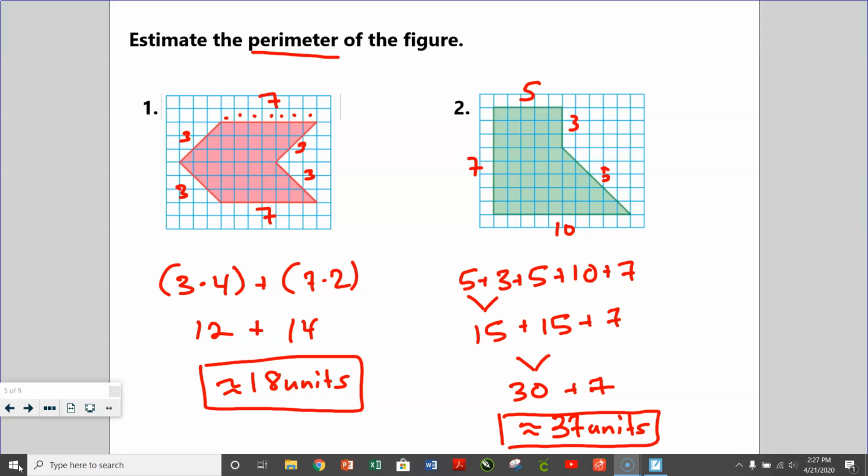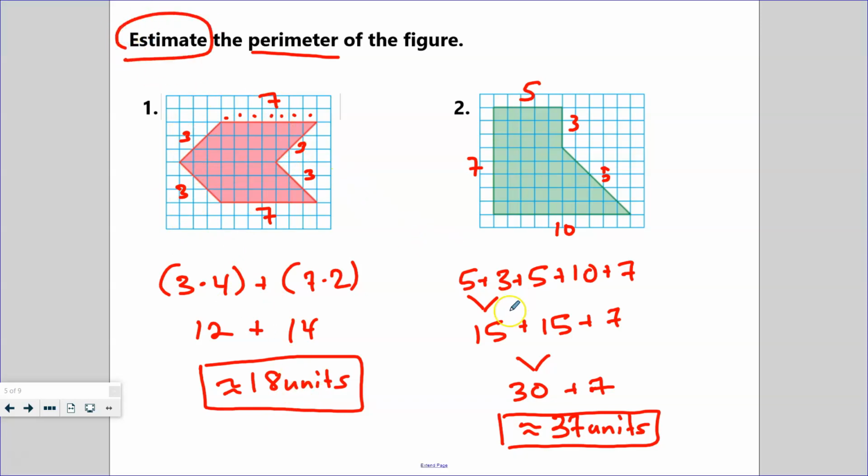All right, so looking at this one now, we have estimate these perimeters. So I got around 18 units. If you got a little bit less, a little bit more, that's fine, because we are estimating. All right, and then down here we have 37 units. Again, just estimating the perimeter.